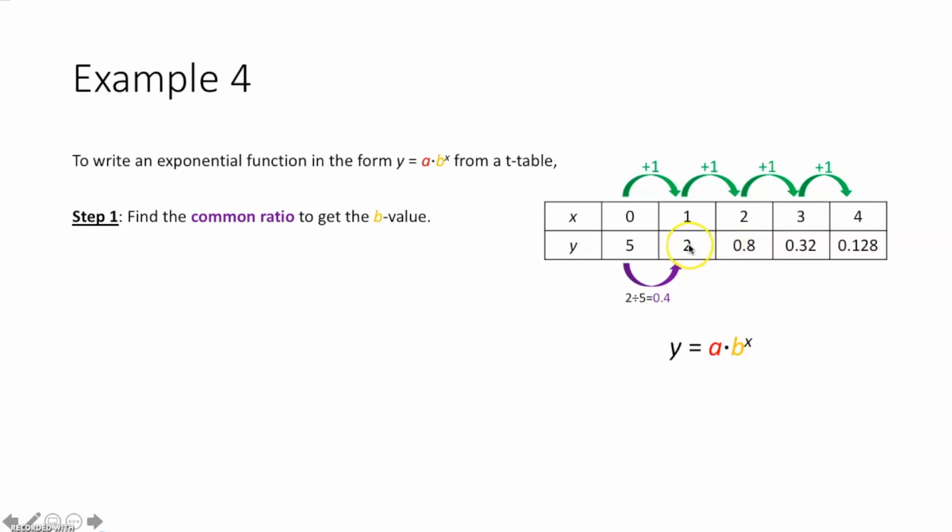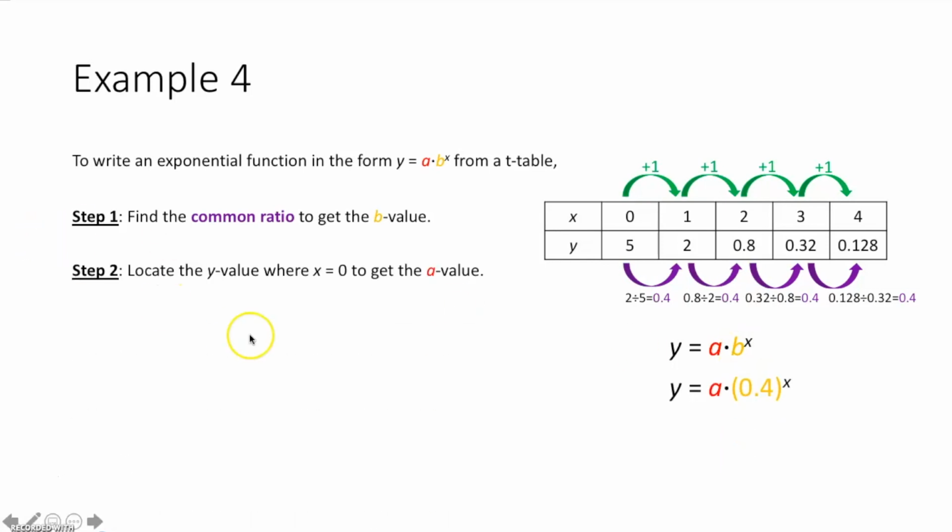What's 0.8 divided by 2? That is going to be 0.4 also. What's 0.32 divided by 0.8? That is 0.4. And then what's 0.128 divided by 0.32? Also 0.4. So we do have our common ratio. That's 0.4. That is going to be our b value. So we take 0.4, plug it in for b.